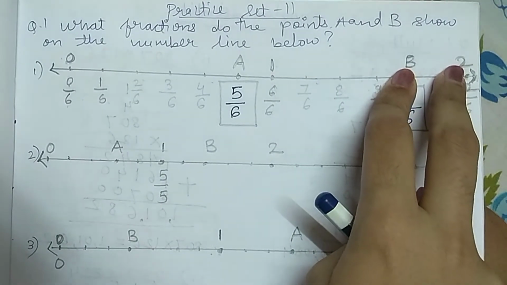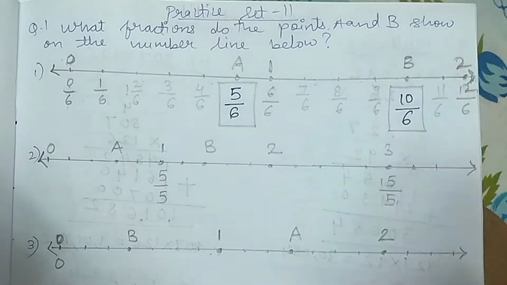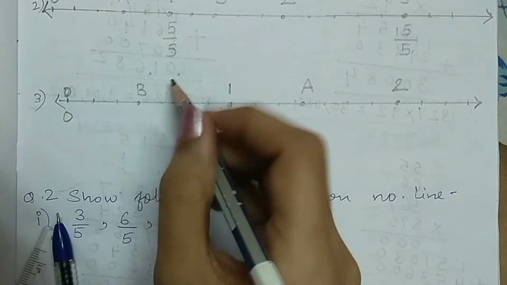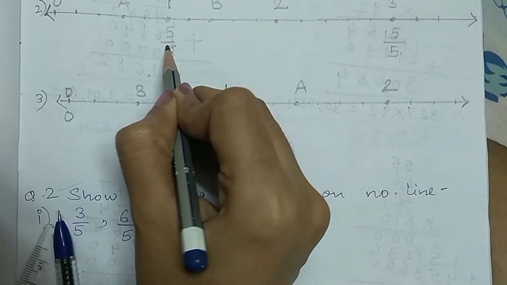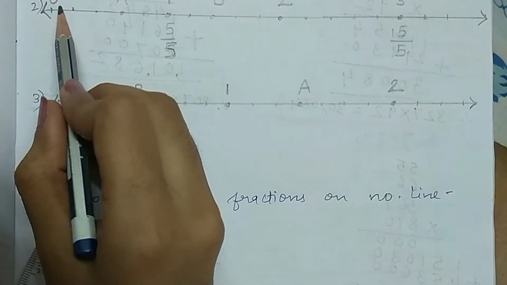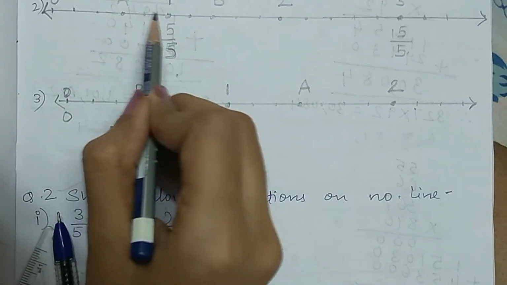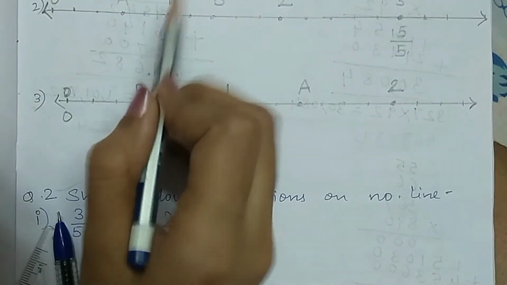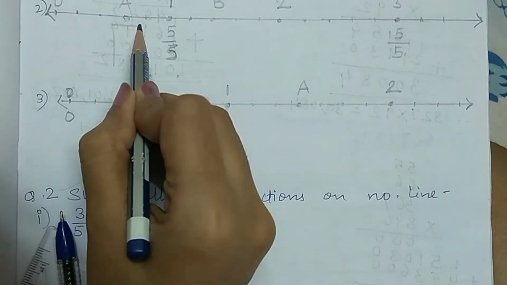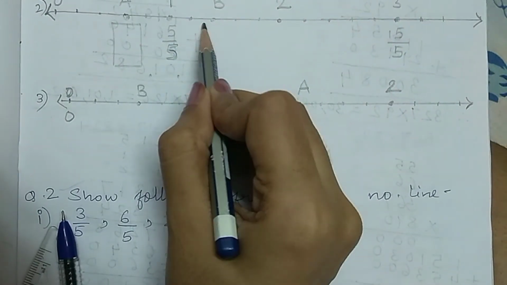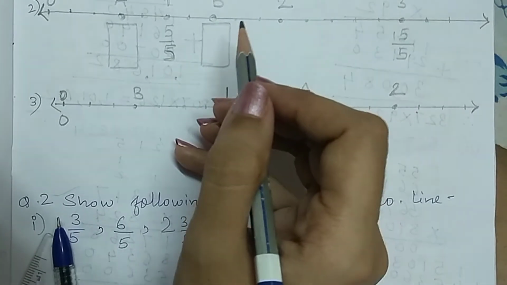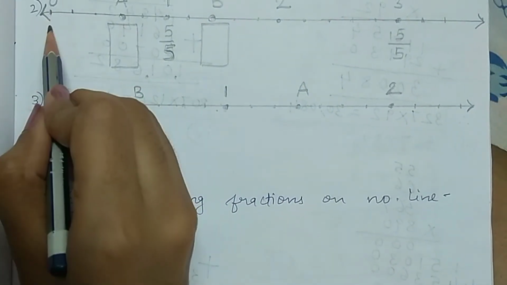Understood? Now let us see the second sum. Denominator says 5, which means there are 5 parts. Let us count 1, 2, 3, 4, 5. Yeah, from 0 to 1 there are 5 parts. Now A is here. We have to write what will come at A and what will come at B. B is here.